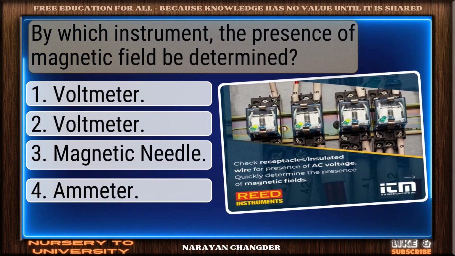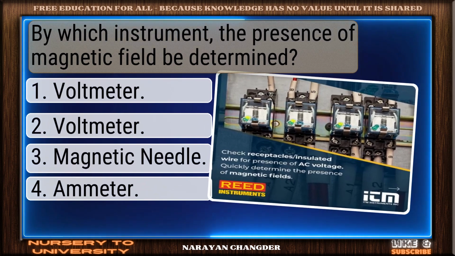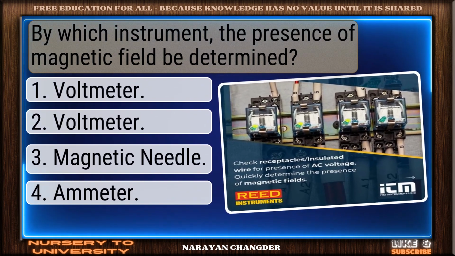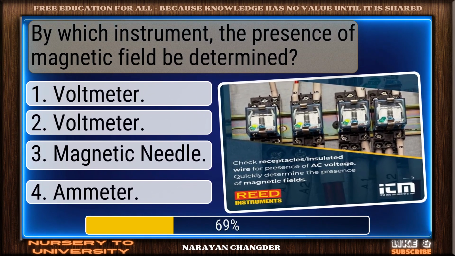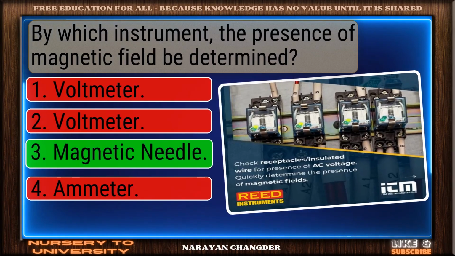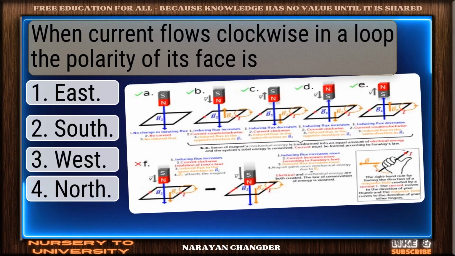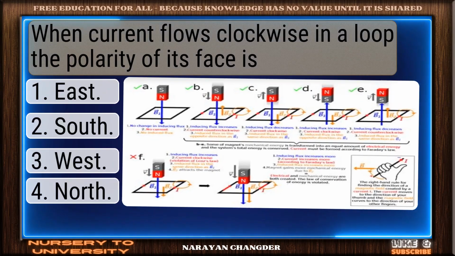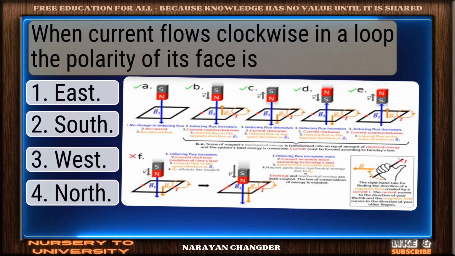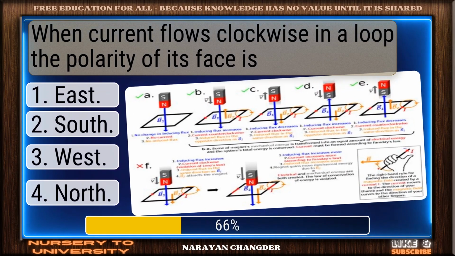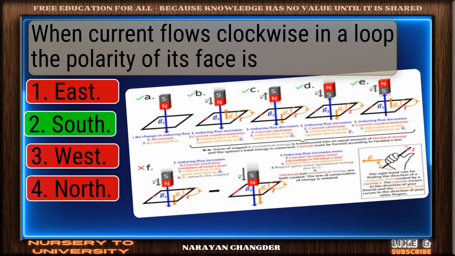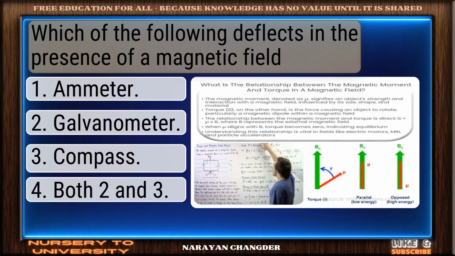By which instrument the presence of magnetic field can be determined? Correct response. Magnetic needle is accurate. When current flows clockwise in a loop, the polarity of its faces. Correct. South is spot on.